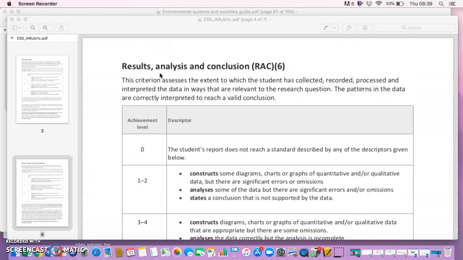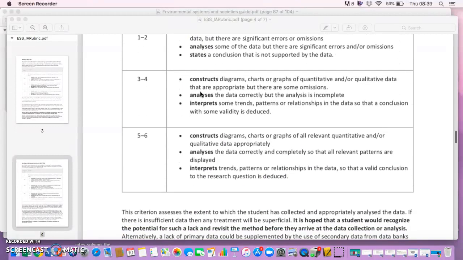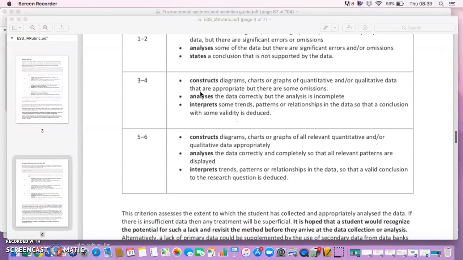All right, results, analysis, and conclusion. Again, 6 points. We will definitely be doing this section with the practice IA structure that we're going to be using. So it says constructs diagrams, charts, graphs that are relevant to the quantitative and or qualitative data. So we are definitely going to need to do that. So we're going to be making some data tables. Hopefully we'll be making some graphs. We are going to be analyzing the information.